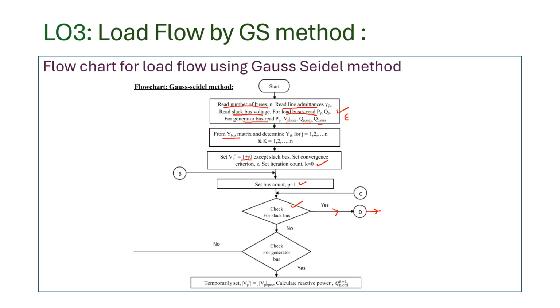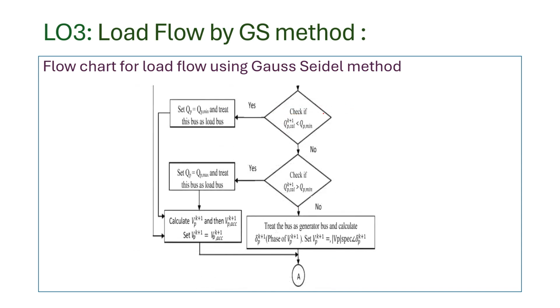Next, if it is not a slack bus, then we have to see whether it is a generator bus or a PQ bus. If it is a generator bus, that is a PV bus, then we have to calculate the reactive power, as we have done in the problem in the previous video. You calculate the reactive power by the appropriate equation. After calculating the reactive power, we have to check whether the Q calculated is less than Q minimum.